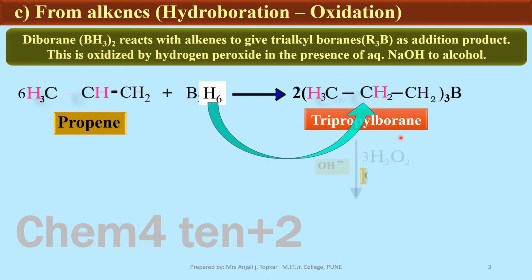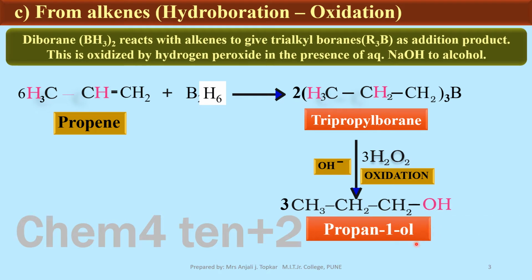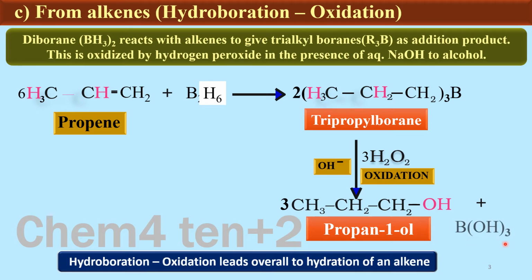The product obtained is tripropyl borane, which is an addition product. This undergoes oxidation in the presence of H2O2, that is hydrogen peroxide, in alkaline medium. When oxidation is taking place, we find alcohol is obtained. So 3 molecules of n-propyl alcohol is obtained. So 3 CH3CH2CH2OH, propan-1-ol. And B(OH)3 is the byproduct.